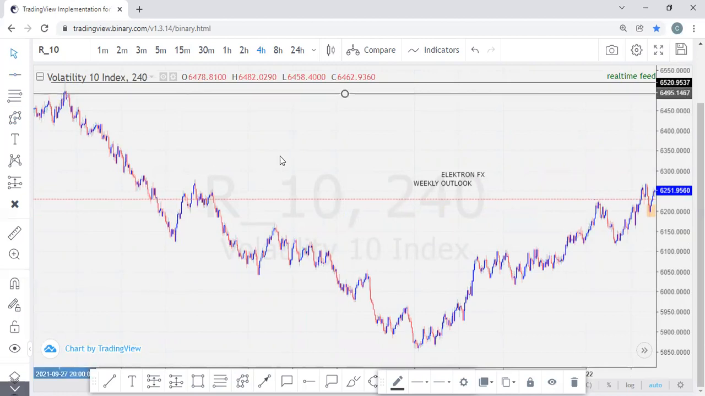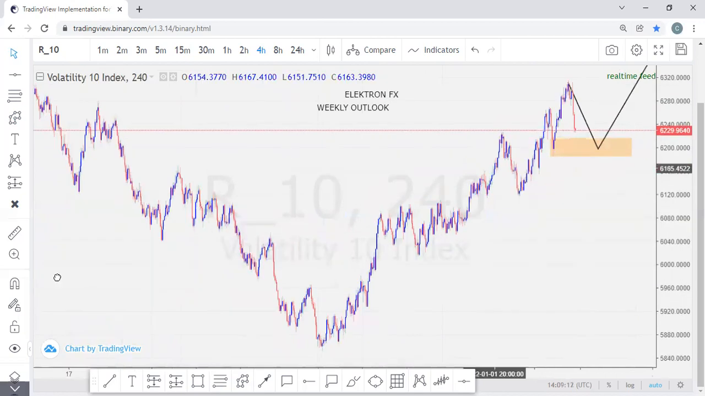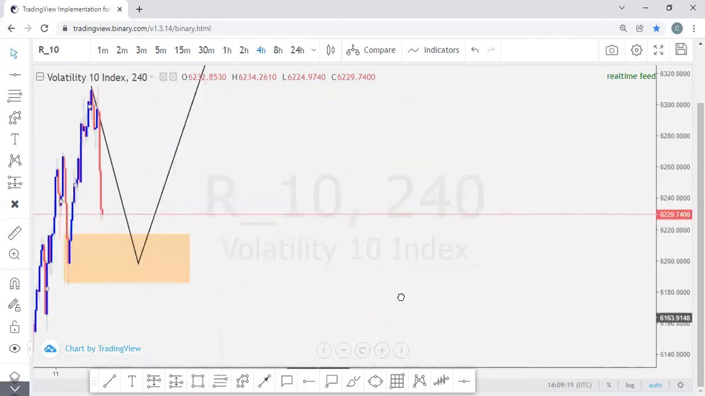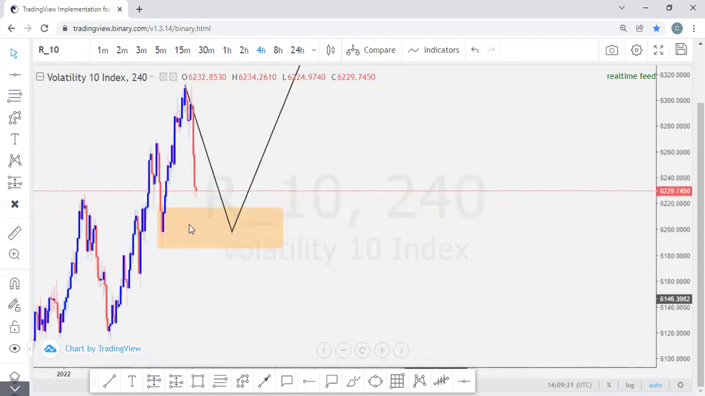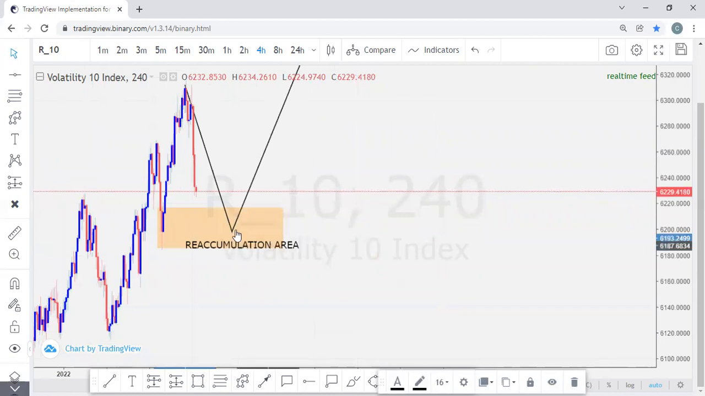Right, so let's zoom into the future now, to the current price. So that is it. I'm looking to buy from that region up there. We should be having our reaccumulation here, so we can now label this as a potential area for reaccumulation. We're looking for reaccumulation in this area here.